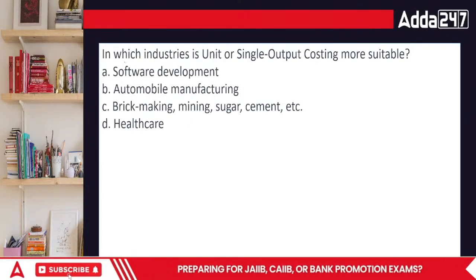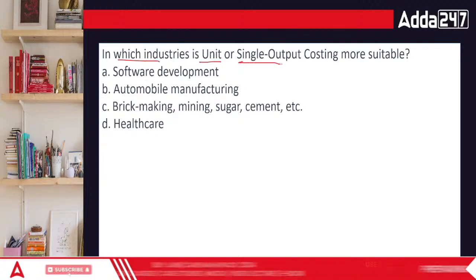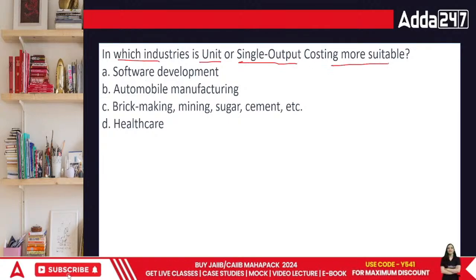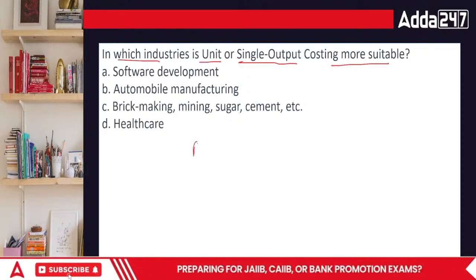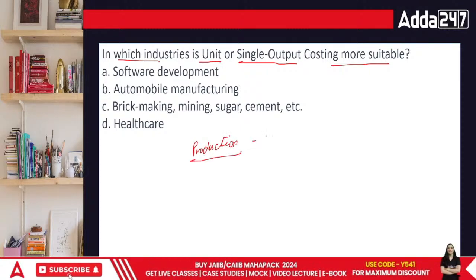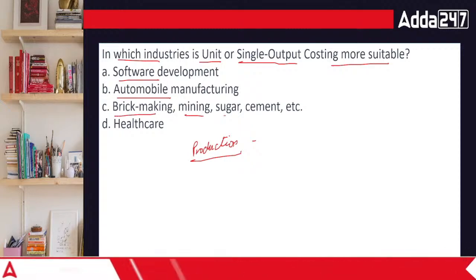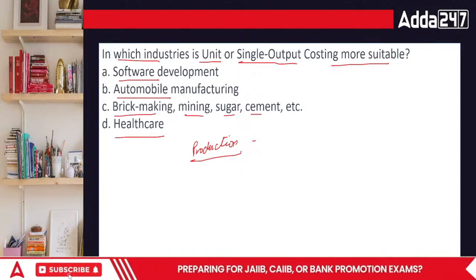Okay, in which industries is unit or single output costing more suitable? Single or unit means they are producing one particular thing only. There is a production of only and only one thing. Software development, automobile manufacturing, brick making, mining, sugar, cement, and healthcare. What's the answer, everyone?